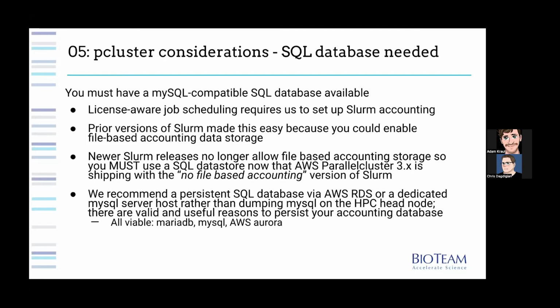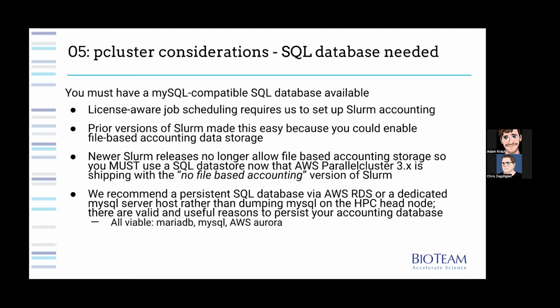However, starting in ParallelCluster release 3.something, they upgraded the version of Slurm that ships with ParallelCluster, and the new version of Slurm no longer supports sending accounting data to text files. This is a long-winded way of saying if you want to do license-aware job scheduling with Schrödinger, you're going to need an SQL database. You could definitely install MySQL on your head node. You could treat the accounting database as disposable, but I'm of the belief that there's value in persisting Slurm accounting data, particularly job data relating to commercial software assets that are fairly expensive to license.